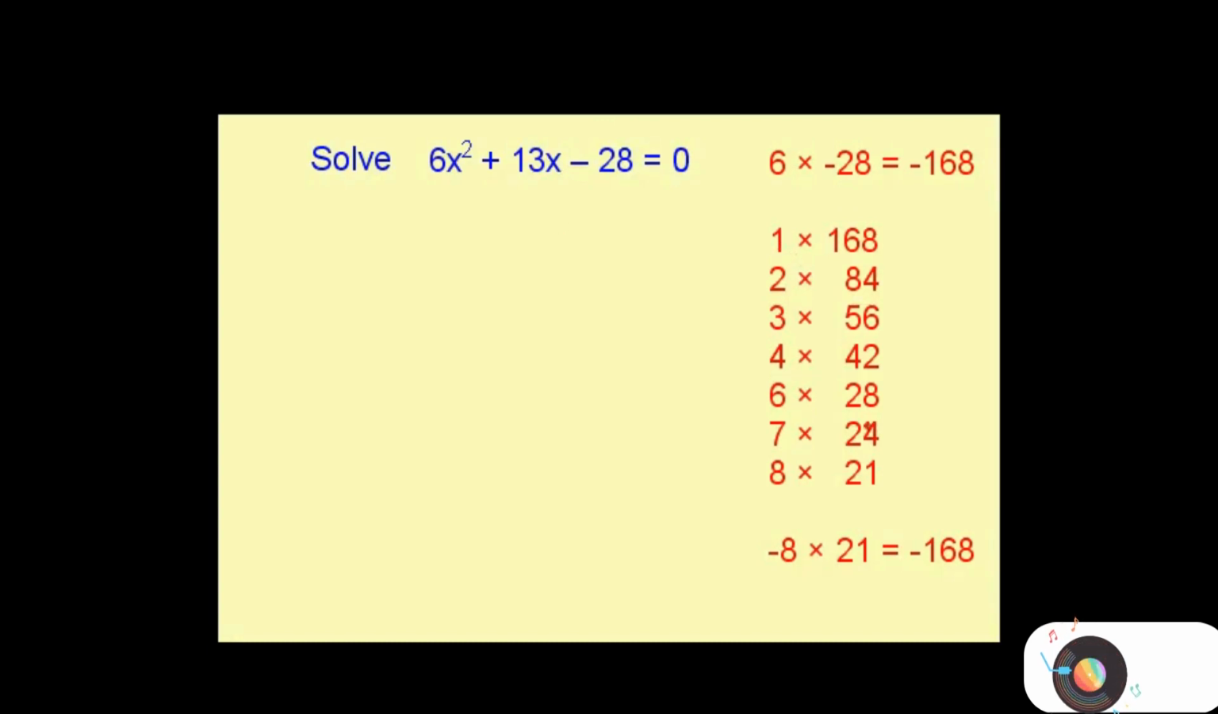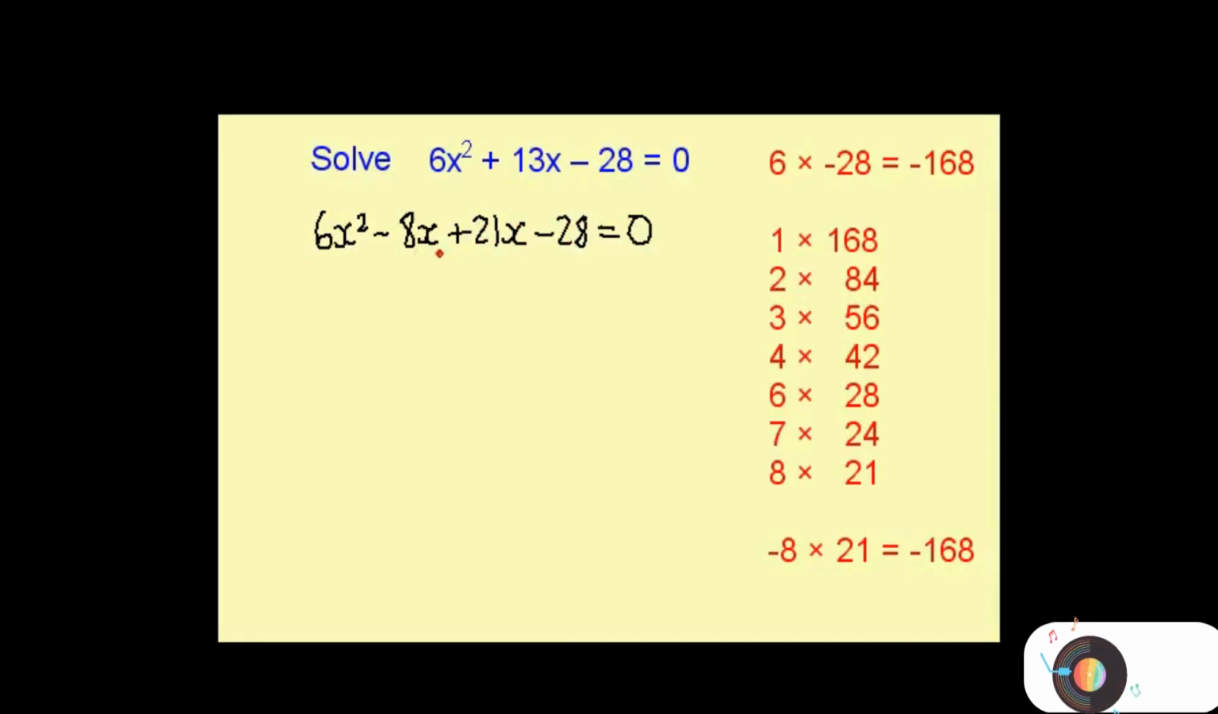Looking down my list, I can see that minus 8 times 21 would give me minus 168, and those two numbers would add to give me 13. So I have 6x squared minus 8x plus 21x minus 28 equals 0.